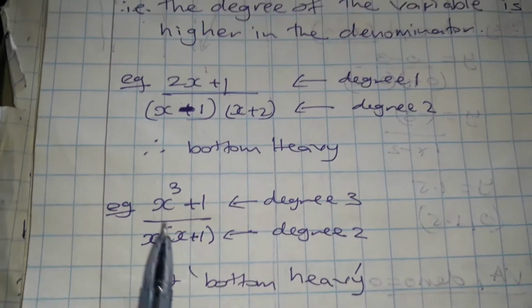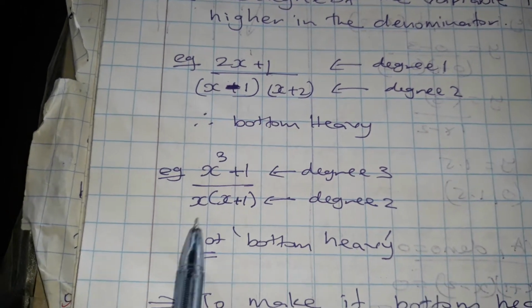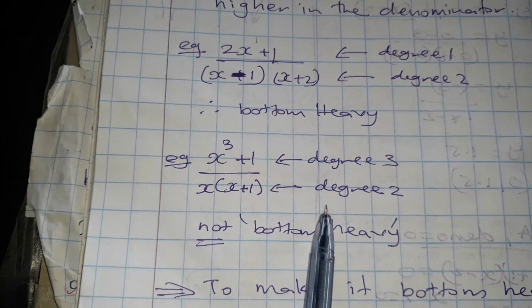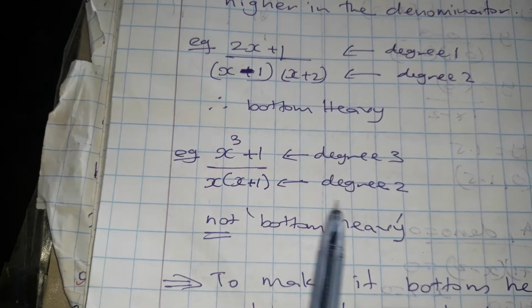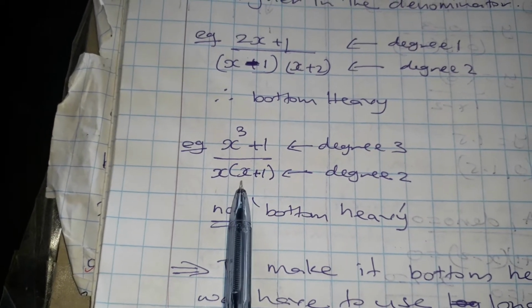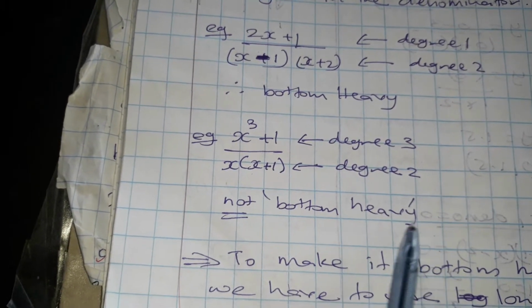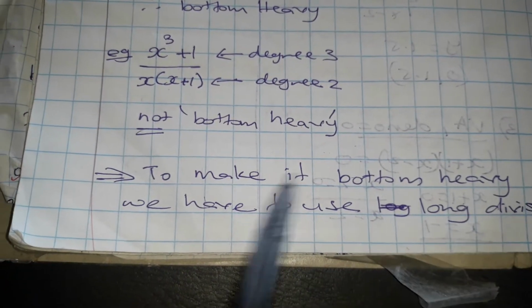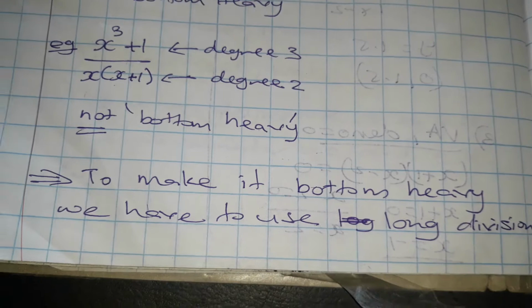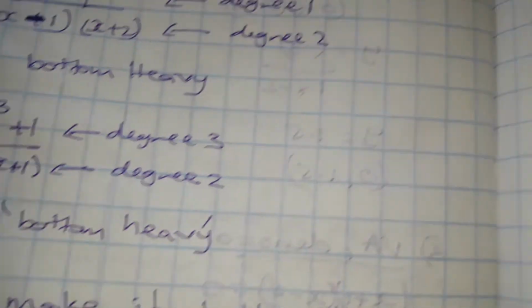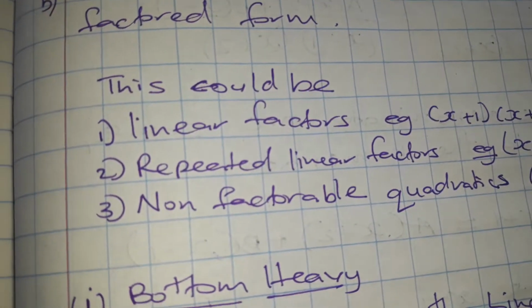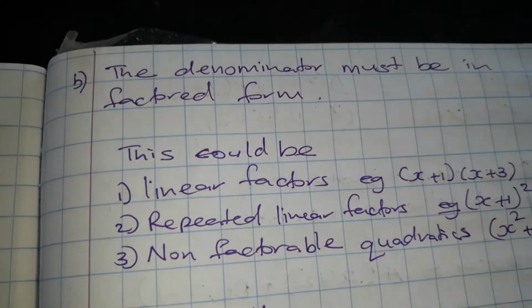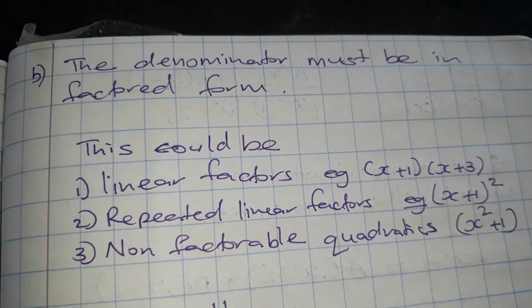Another example, let's look at this. This is x cubed plus 1 over x into (x plus 1). Here the highest power on top is 3, and at the bottom the highest power is 2. So this is not a bottom heavy function. In cases like this, to make it bottom heavy, we have to use long division and then work. But for you, we are normally looking at the cases when it is already a bottom heavy function.